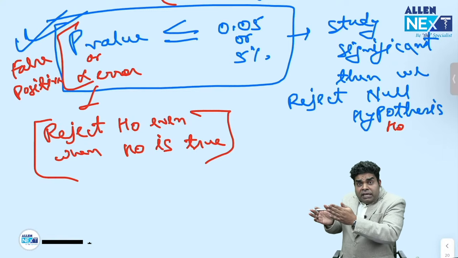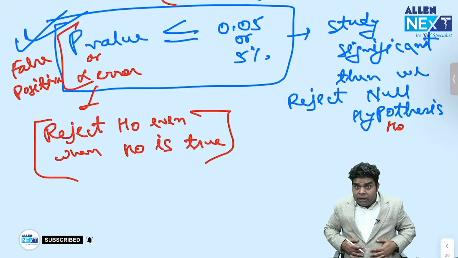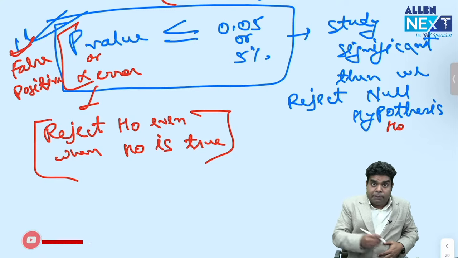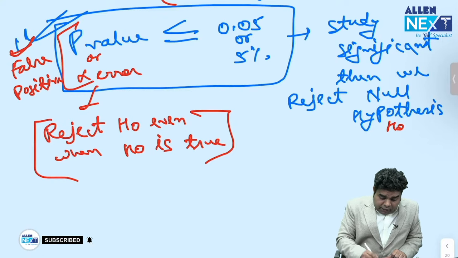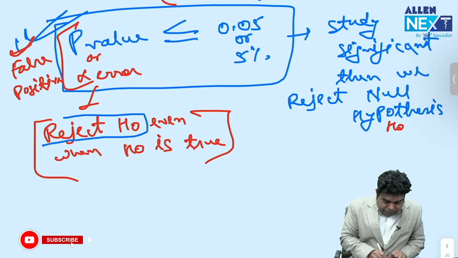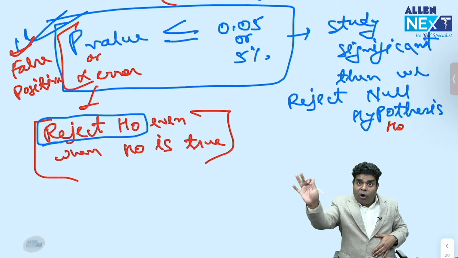So if he's saying I am pregnant, what is he doing? He is giving a false positive report for my pregnancy. Right? It is false positive. And he is rejecting the null hypothesis. He is saying there is something significant. The null hypothesis is wrong.